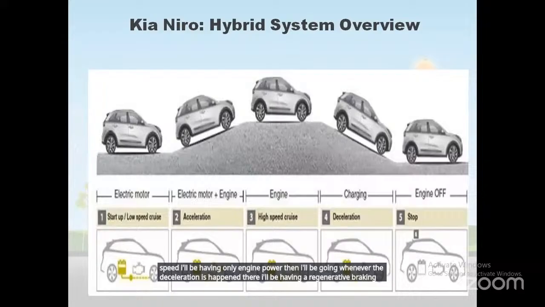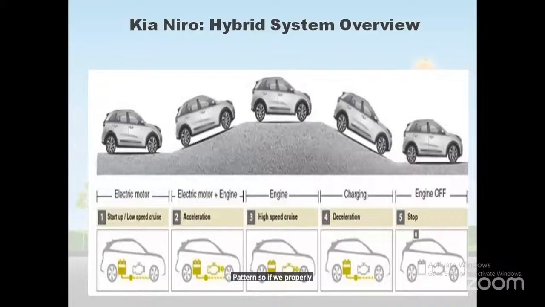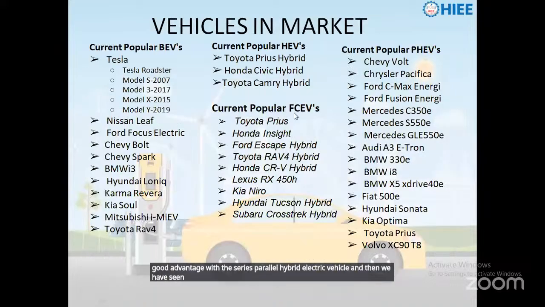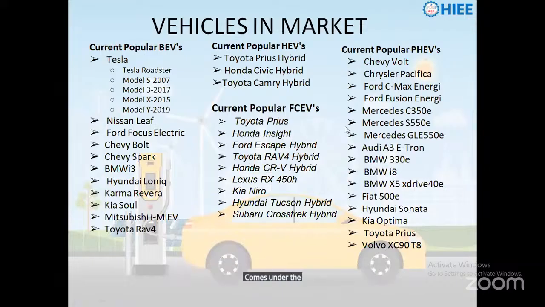So this is how at the first instant I'll be using only parallel power, and the second instant I'll be using series power. Then in further instances, sometimes I'll be using series, sometimes parallel. If we properly dissect this situation, I can use my vehicle as a series vehicle or as a parallel vehicle. This is the one good advantage of the series-parallel hybrid electric vehicle. And then we have seen the different types of brands or vehicles that come under the series vehicles and parallel vehicles. I think up to here we have completed.